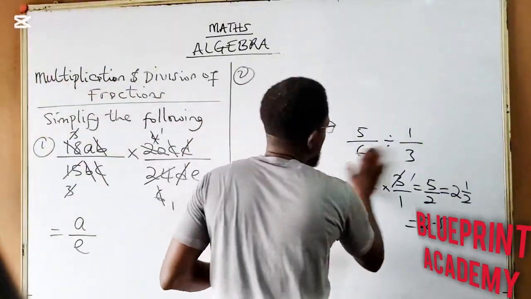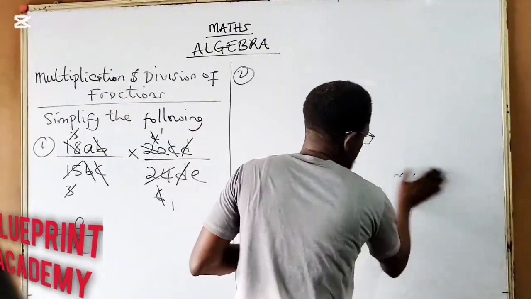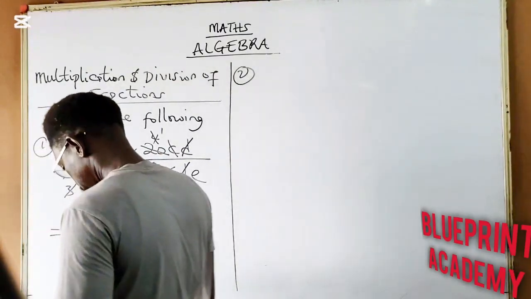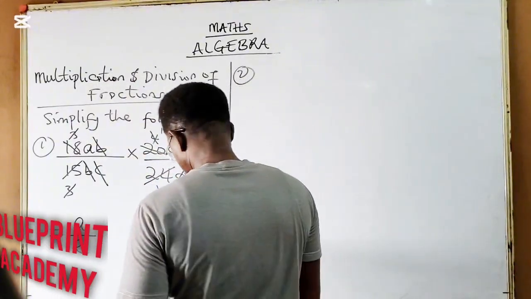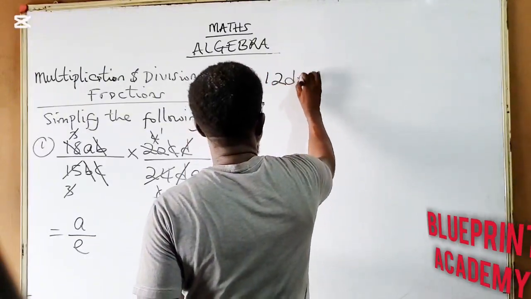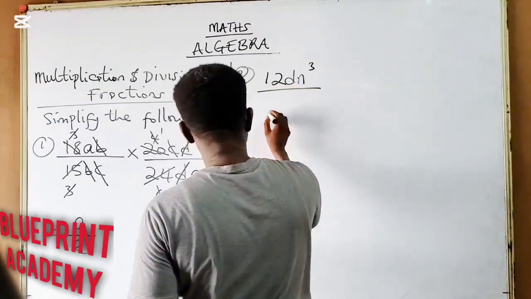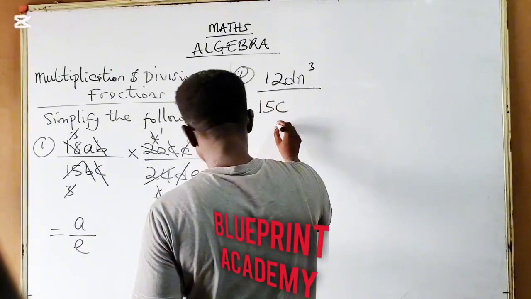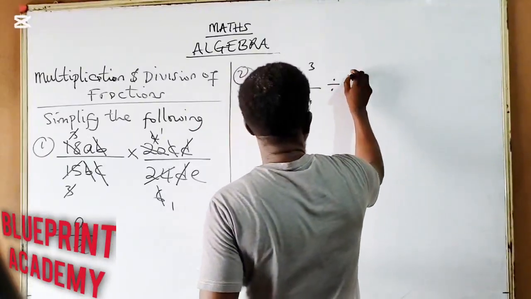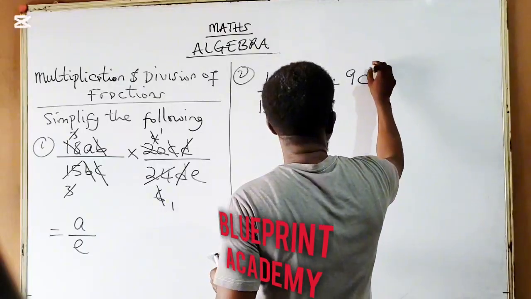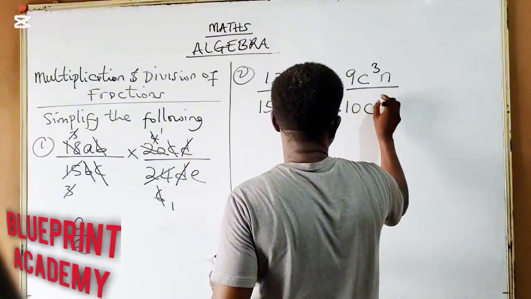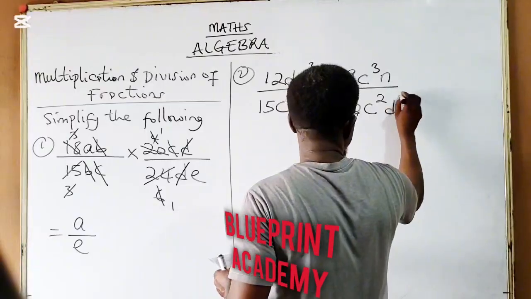Okay, but that's by the way. Let's take a look at the proper example now under algebra. Example 2. Simplify 12dn cubed all over 15cd cubed, divided by 9c cubed n divided by 10c squared d squared.